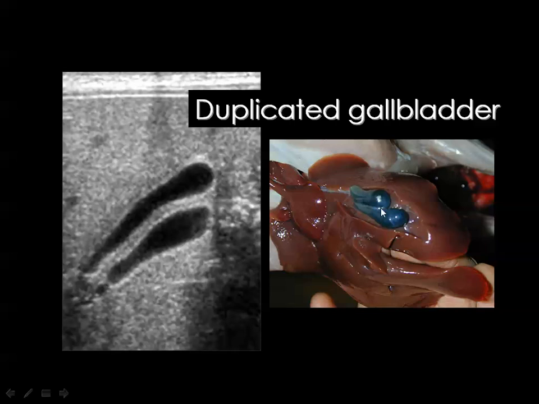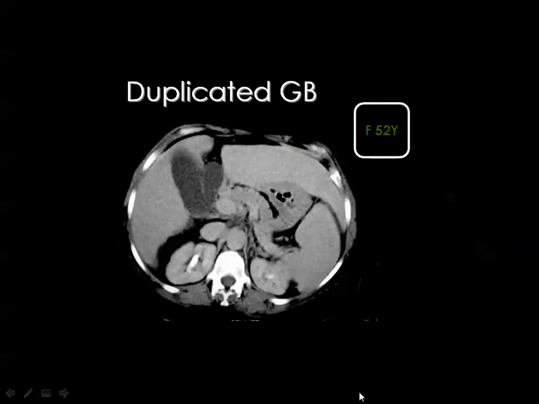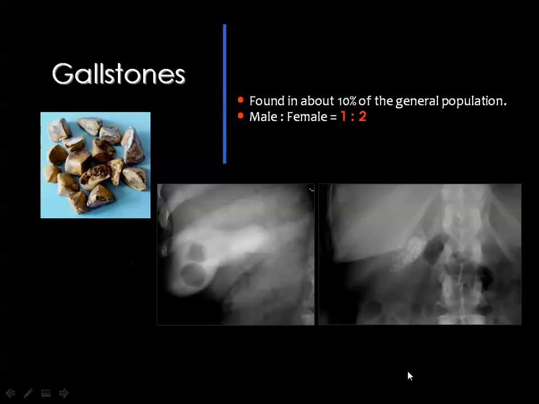Then the second gallbladder will develop another stone. And this is an example of duplicated gallbladder by CT, and the duplication may be complete or just a septum inside the gallbladder itself. One of the common abnormalities seen in clinical practice is gallbladder calculi. And gallbladder calculi are found in about 10% of the general population according to the literature.